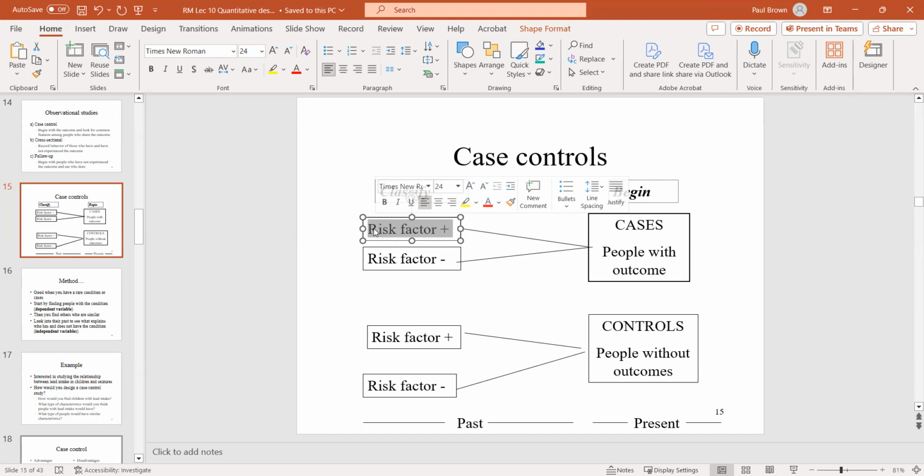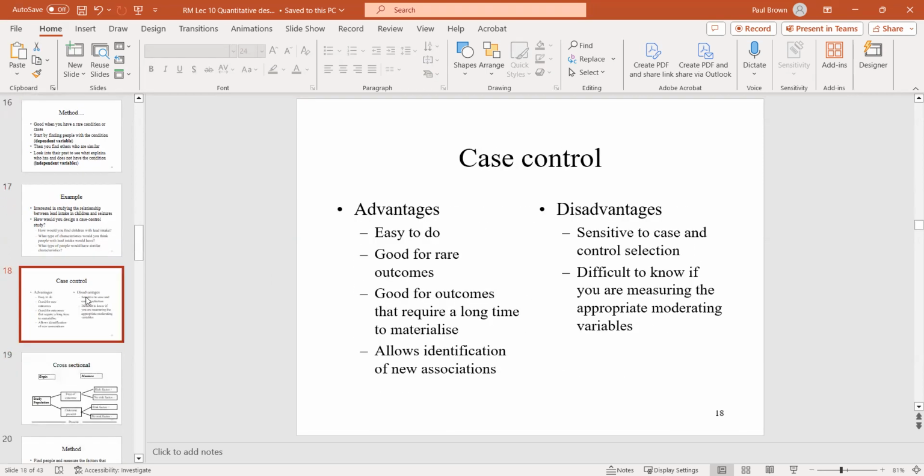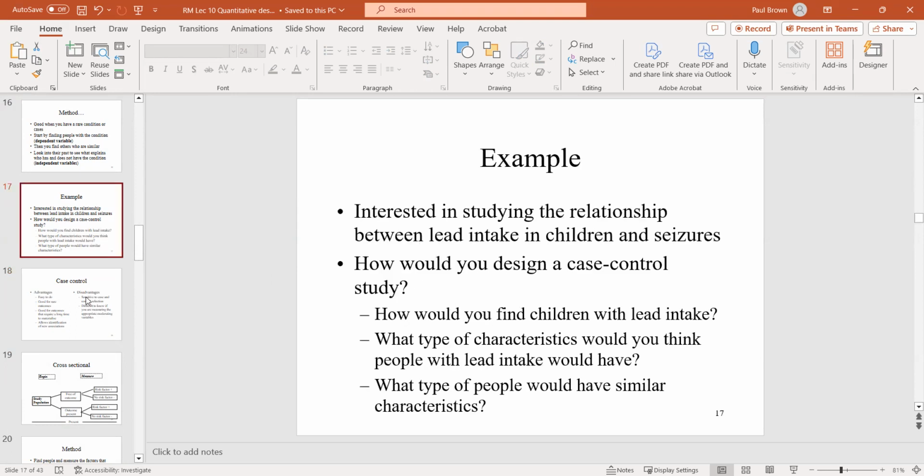Okay, that's a case control. So case controls are really good when you have a rare condition. It's like if what you care about is not necessarily just people who sleep a lot, but maybe people who only get 3 hours of sleep a night, something like that. So you want some type of rare condition. Or like the example I was giving, in this one it is lead intake.